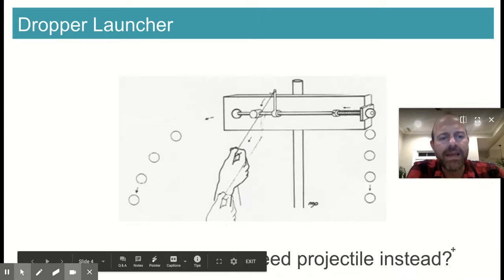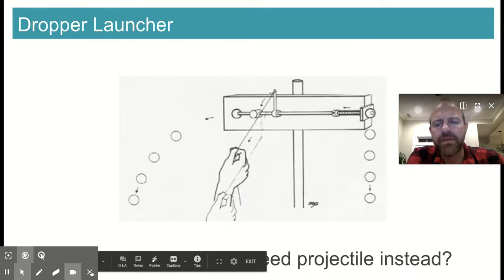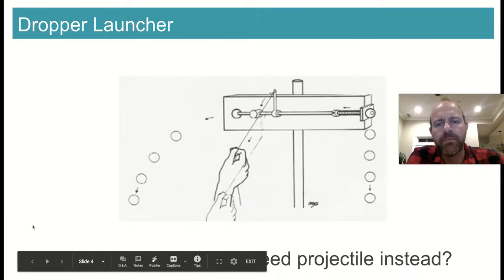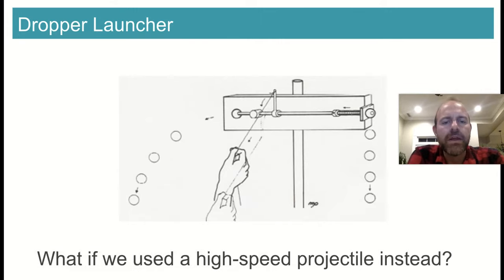There's a device that we can use to think about projectiles, and we sometimes call it a dropper launcher. It has other names, but it's a device that allows you to drop an object straight down, free fall, and launch a horizontal projectile.